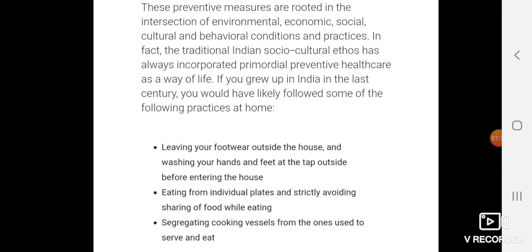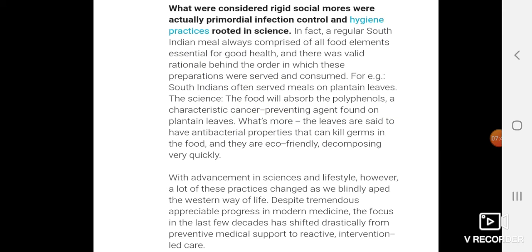segregating cooking vessels from the ones used to serve and eat. What were considered the right social mores were actually primordial infection and primary prevention, control and hygiene practices rooted in science. He gave one example in this paragraph.